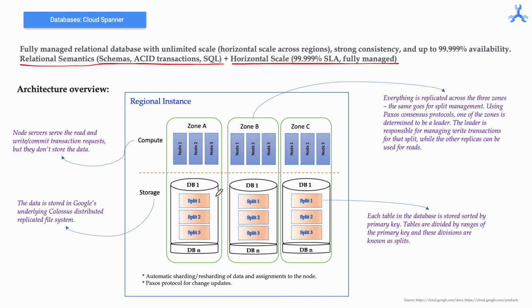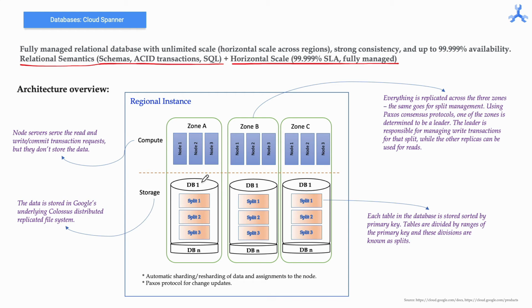Now, what's also important is that as and when your data grows, Cloud Spanner does automatic sharding or resharding of data. So if your primary keys were 1 to 10, it becomes 1 to 20. It will automatically redistribute the data across different splits.